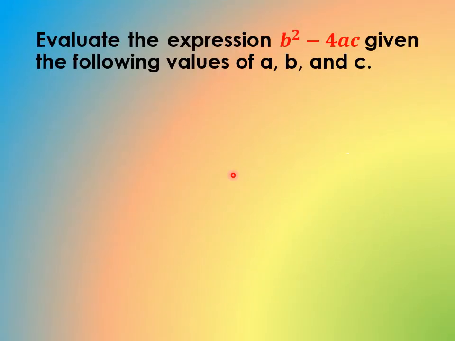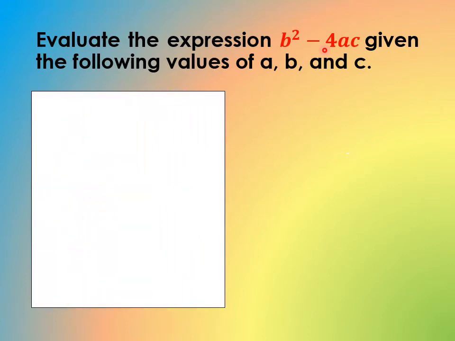Okay, so let's evaluate the expression b squared minus 4ac given the following values of a, b, and c. Kung maaalala natin, si b squared minus 4ac is yung radicand o ito yung nasa loob ng radical sign sa quadratic formula. Okay? So, let's start. Number 1. A is 1, B is 5, C is 4. Okay? So, ang gagawin lang is to substitute ang value ng A, B, at C sa formula na B squared minus 4AC. So, ang B natin is 5.